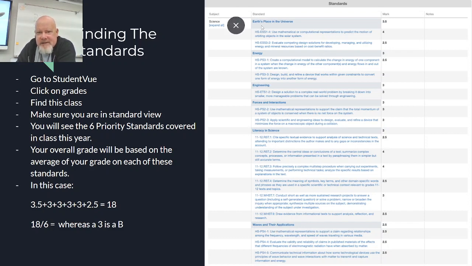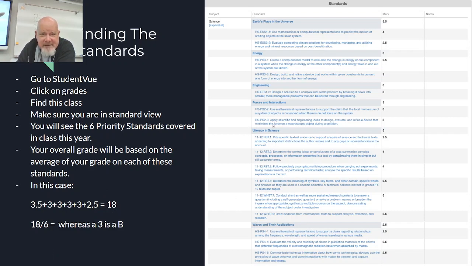You'll notice that there's 6 of them: Earth's place in the universe, energy, engineering, forces and interactions, literacy and science, and waves and their applications. If you look at this particular student, they got a 2.5, a 3, a 3, a 3, a 3, and a 3.5. I'm sorry, I put an extra little 2 point, that wasn't one. If we add those up, 3.5, 3, 3, 3, 3, and 2.5, that comes to 18.